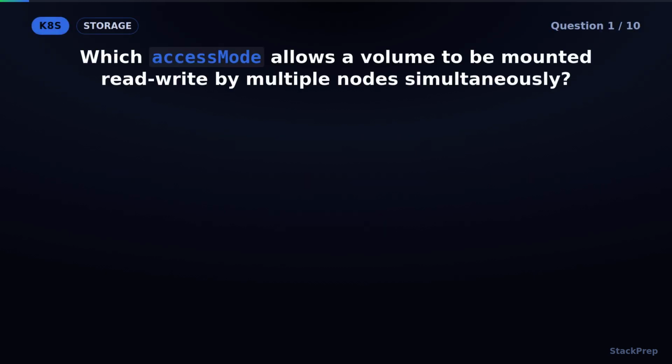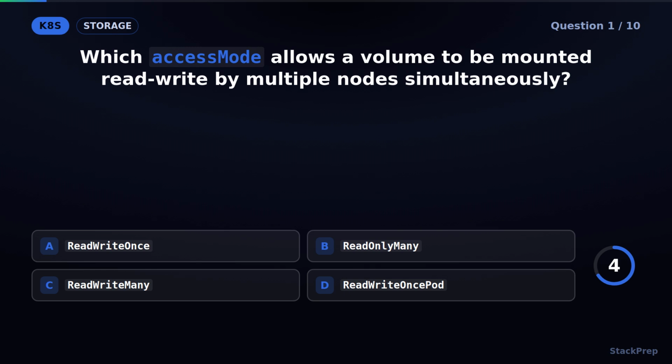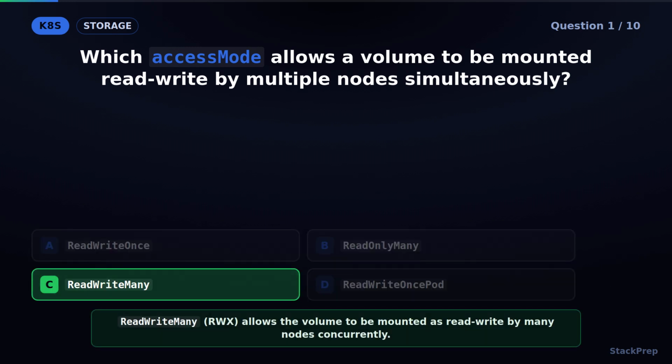Which access mode allows a volume to be mounted read-write by multiple nodes simultaneously? The answer: read-write many. Read-write many, RWX, allows the volume to be mounted as read-write by many nodes concurrently.